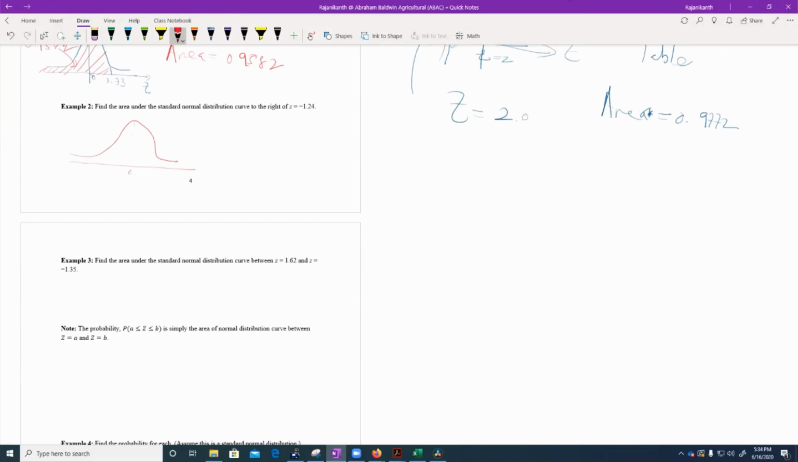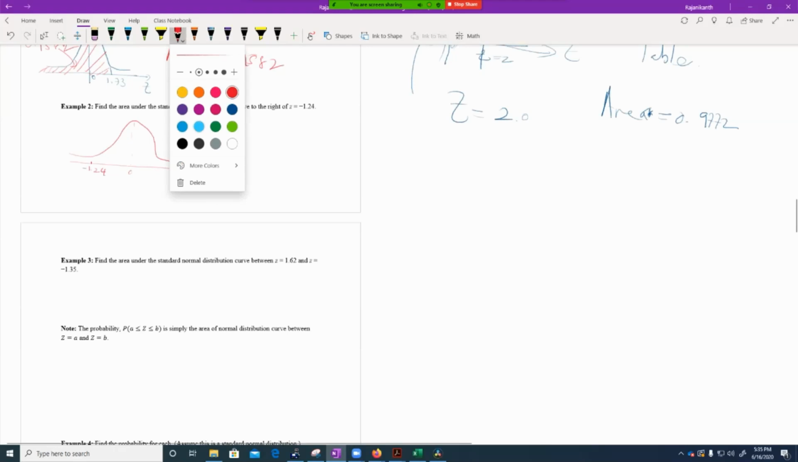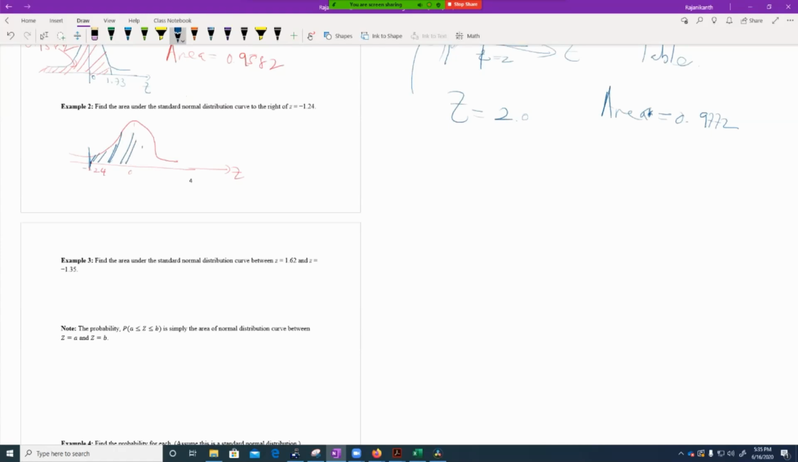Now I need to find out the z value, which is negative 1.24. Negative is always left side of 0, right? So negative 1.24 will be somewhere here. But which area are we looking for? We are looking for the right side area of this negative 1.24. This is the area I need.